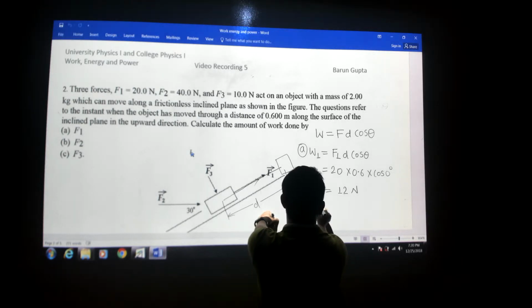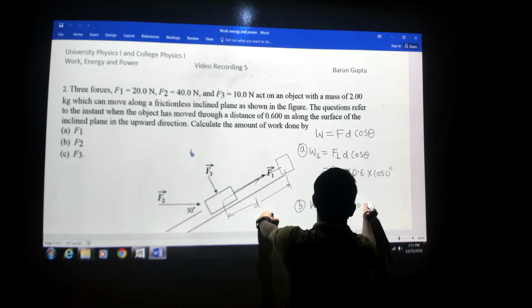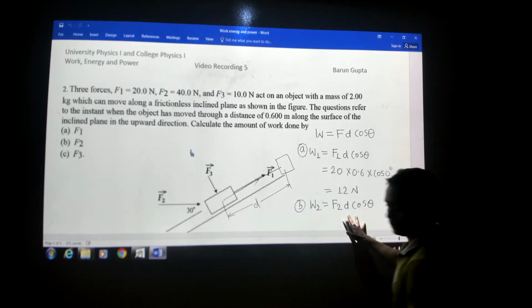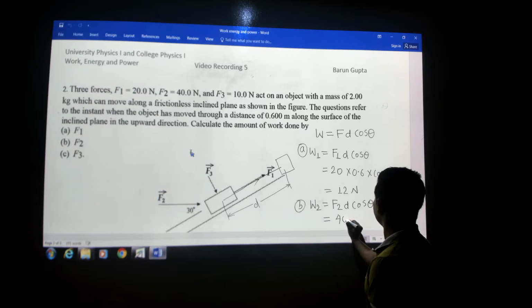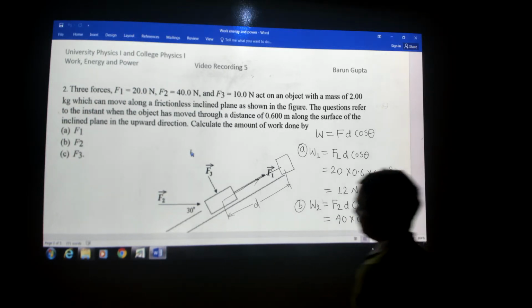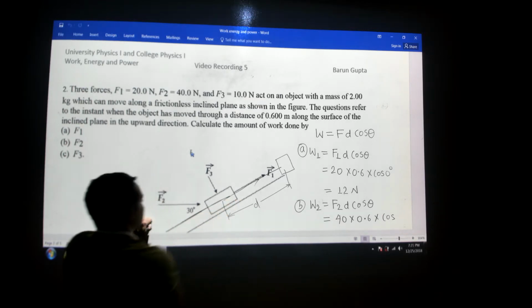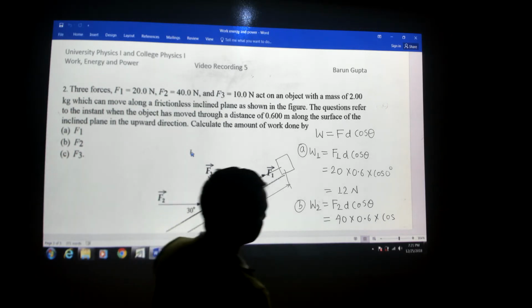Now let's do the force F2. The work done by F2 is F2 times D times cosine theta. What is the force F2? It is 40 Newton. The distance is 0.6. Now we need to find the angle. The displacement is along the inclined plane, and the angle between the force and the displacement is 30 degrees.